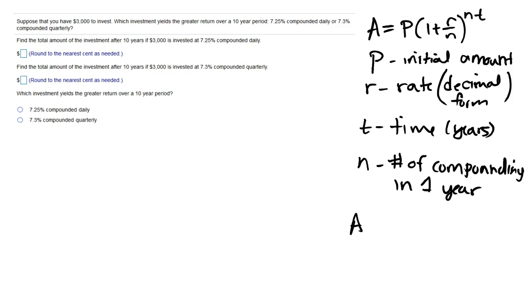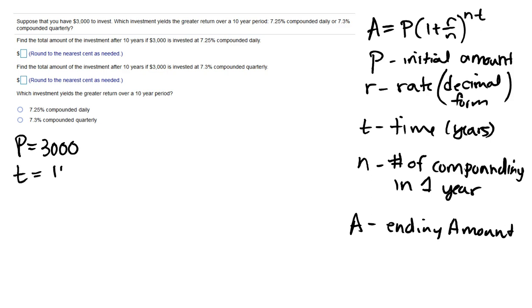And then A, that is going to be your accrued amount or your ending amount. So in this question, it says you have $3,000 to invest. That's going to be our principal or initial amount of money. And it's over a 10-year period, so our time is 10 years. And we have two options. We have 7.25% compounded daily or 7.3% compounded quarterly.